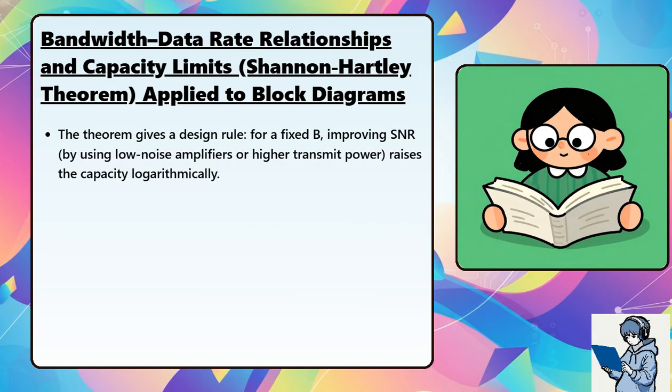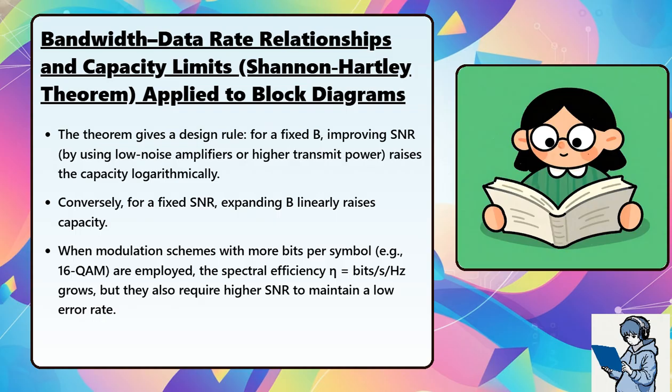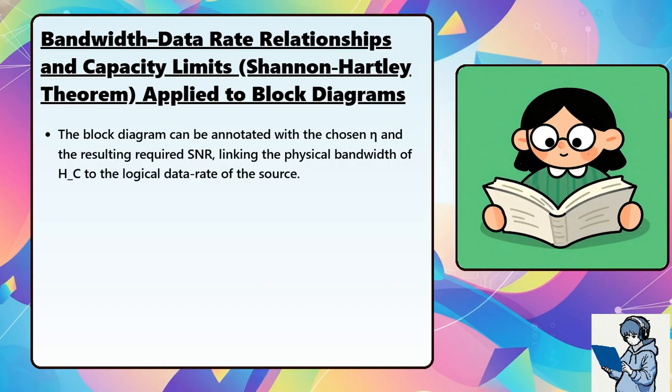The theorem gives a design rule. For a fixed B, improving signal-to-noise ratio by using low-noise amplifiers or higher transmit power raises the capacity logarithmically. Conversely, for a fixed signal-to-noise ratio, expanding B linearly raises capacity. When modulation schemes with more bits per symbol, for example 16-QAM, are employed, the spectral efficiency eta, in bits per second per hertz, grows, but they also require higher signal-to-noise ratio to maintain a low error rate. The block diagram can be annotated with the chosen eta and the resulting required signal-to-noise ratio, linking the physical bandwidth of H_C to the logical data rate of the source.